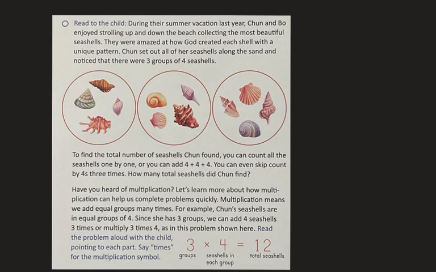Have you heard of multiplication? Let's learn more about how multiplication can help us complete problems quickly. Multiplication means we add equal groups many times. For example, Chun's seashells are in equal groups of 4. Since she has 3 groups, we can add 4 seashells 3 times, or multiply 3 times 4, as in the problem shown here. Okay, so we have 3 groups times 4 seashells in each group equals 12 total seashells. 3 times 4 equals 12.